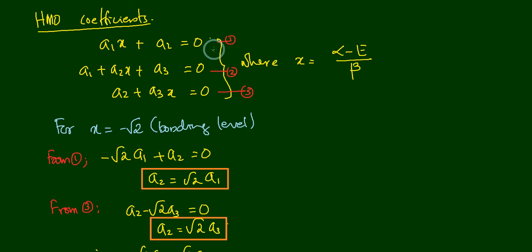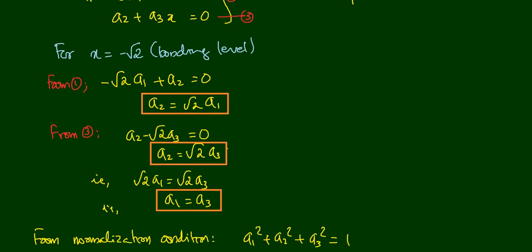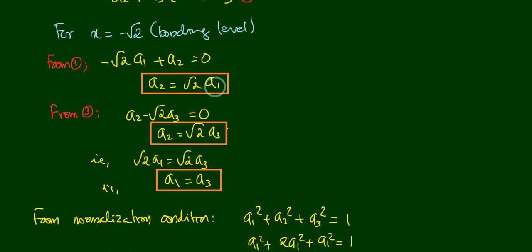Okay, and from equation number 1, we can substitute x is equal to minus root 2 here. Then we get minus root 2 A1 plus A2 is equal to 0. From this one, it is obvious that A2 is equal to root 2 into A1. And from equation number 3, that is A2 plus A3 x is equal to 0, we again substitute x is equal to minus root 2 in this equation. Then we get A2 is equal to root 2 into A3. So we have two expressions for A2. The first expression is root 2 A1 and the second expression is A2 is equal to root 2 A3.